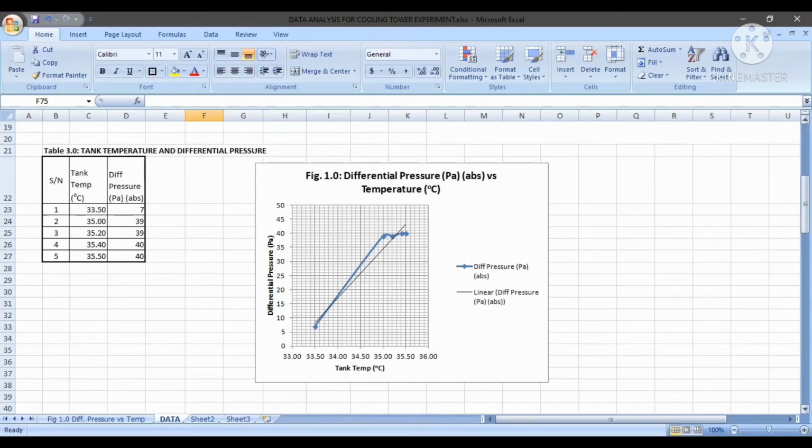Now, we have figure 1.0, which is a graph of differential pressure, absolute value, versus temperature in degrees centigrade. The slope of the graph in figure 1.0 is a positive slope, showing that the tank temperature increases with increasing differential pressure, absolute value of differential pressure.